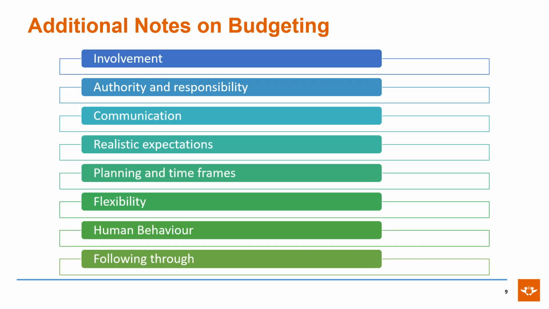Here we have some additional notes on budgeting. It requires involvement from all parties. One has to take authority and responsibility over their financial matters. Clear communication and also realistic expectations should be considered when drawing up a budget. Then one should also consider the planning and time frames of the financial objectives. And the budget should also be flexible, and one should take into account human behavior. Everyone now and again is going to get outside of a budget, and lastly, you have to follow through on your budget.